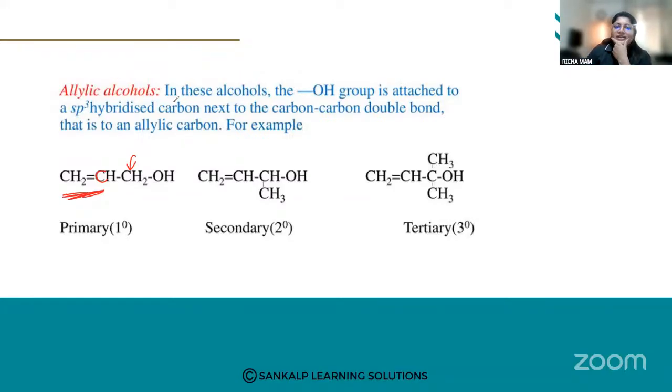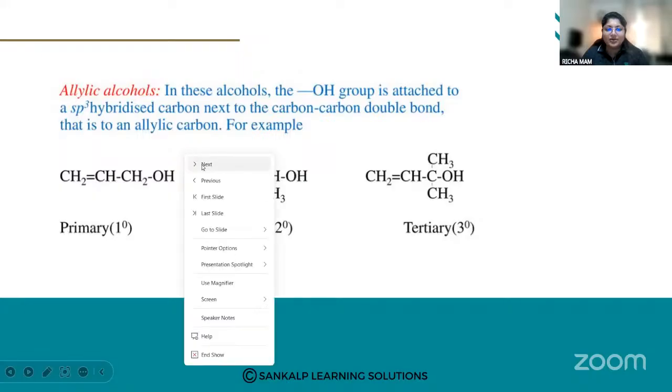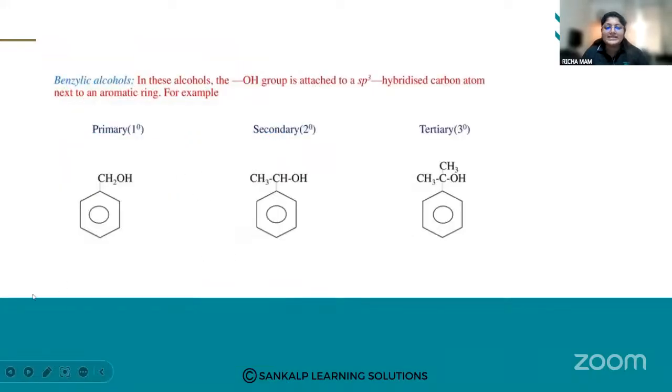In allylic halides, the halide is attached to the sp3 hybridized carbon which is next to a carbon-carbon double bond. Here in allylic alcohols, the OH group is attached to an sp3 hybridized carbon which is next to a carbon-carbon double bond. So these are the three examples of primary allylic alcohol, secondary allylic alcohol, and tertiary allylic alcohol. Next is benzylic alcohols.